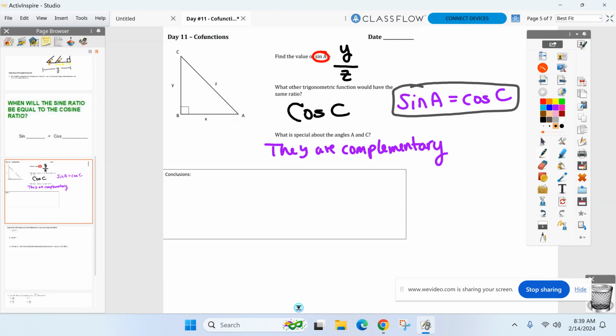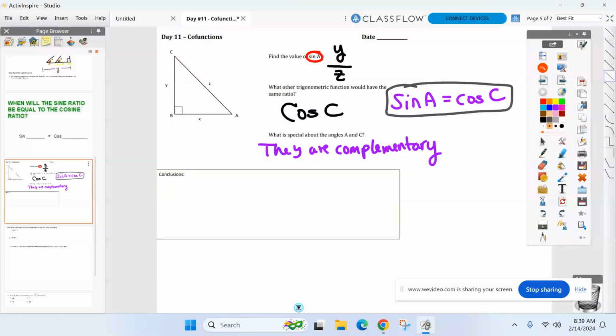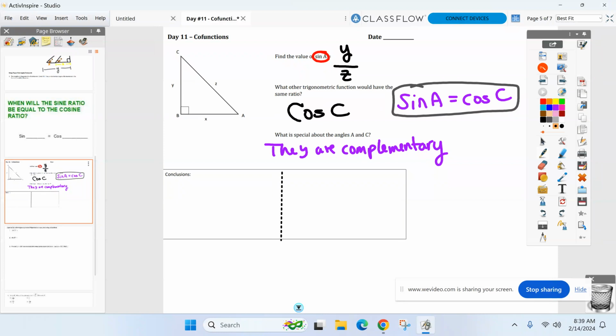That is the only time those two ratios will ever be equal to each other, if the angles add to 90. So I'm going to have you write down a couple conclusions here for me. First conclusion: if angle A and angle C are complementary, and again, I'm using A and C because that's what we used in the diagram above, but this could be any angle, X, Y, Z, H, doesn't matter.